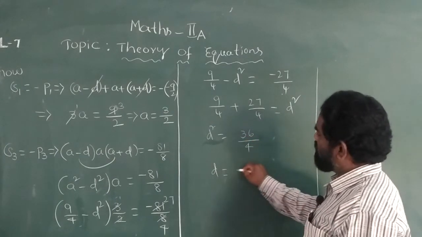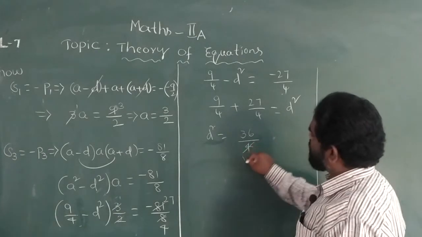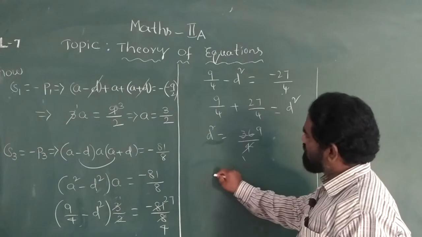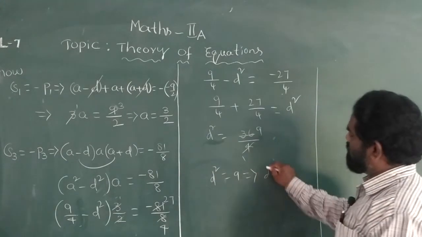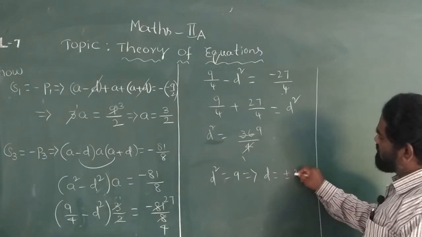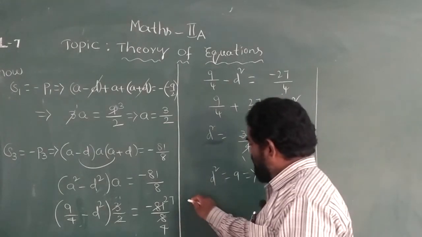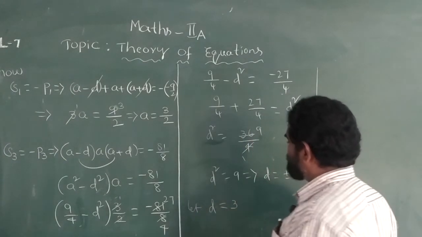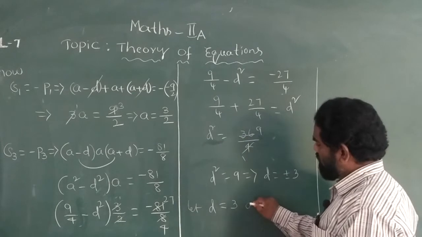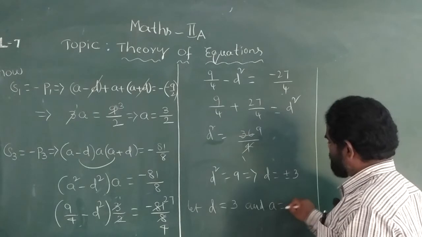d equals plus or minus, this can be 4 into 4 9s are, d square equals 9. What is d value? Plus or minus 3. In plus or minus, we take any value, no problem. Suppose let d equal to 3, okay? And we got a value, how much? 3 by 2.